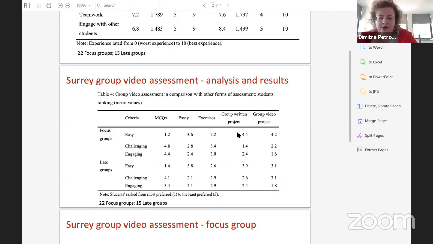In terms of being engaging, the least preferred by a big margin was obviously multiple choice, not a very engaging form of assessment. They found video groups to be engaging, but at the same time challenging.